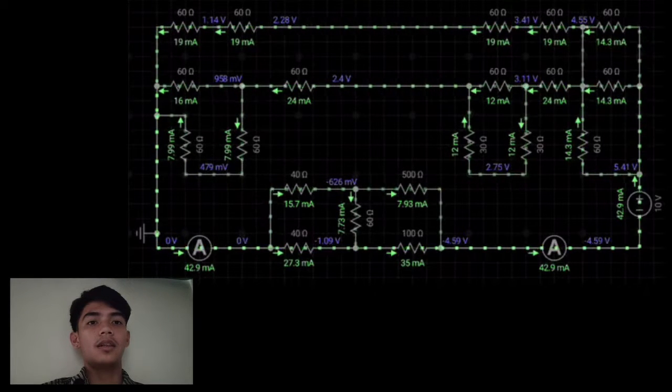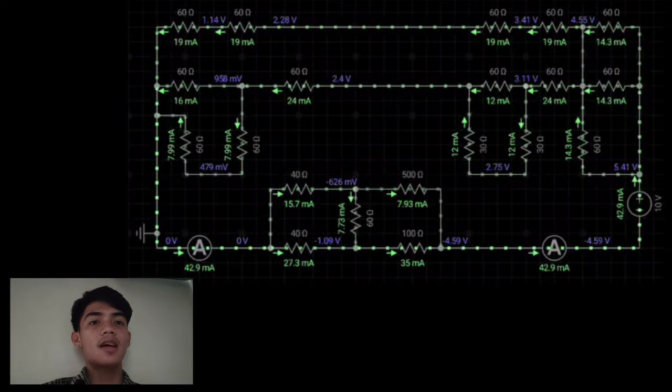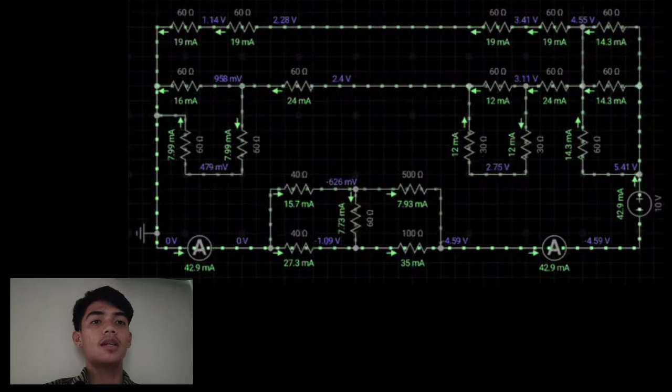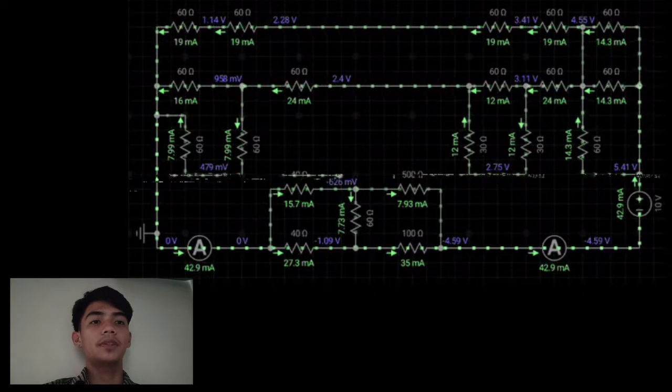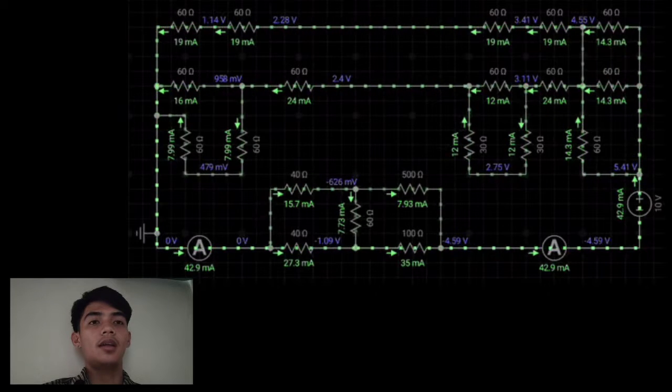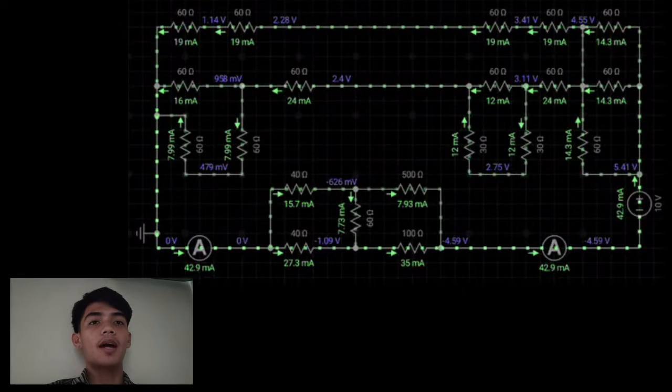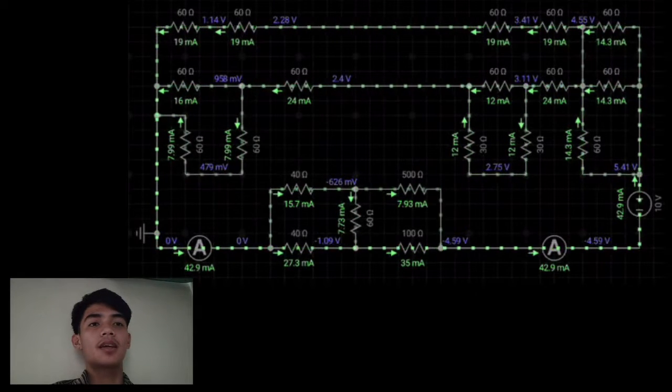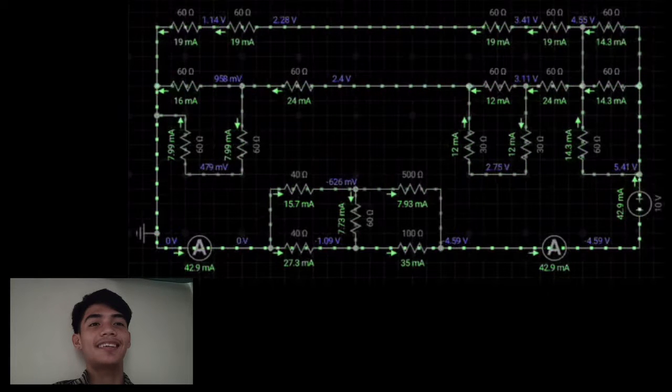This is our circuit diagram. It contains 8 meshes, 21 branches, 10 dependent loops, and 13 branches. And it is based on the name of our circuit, fake bus. It does look like a bus.